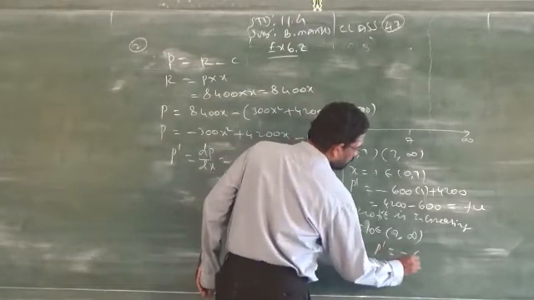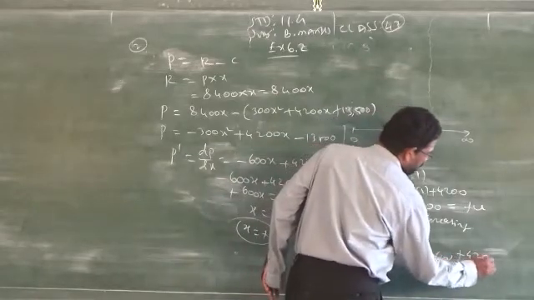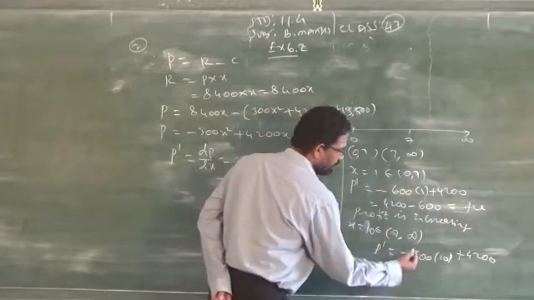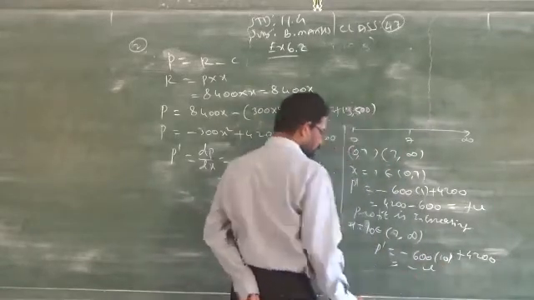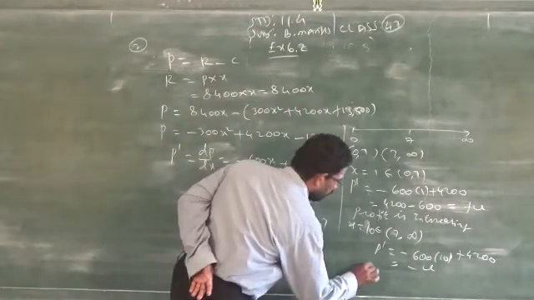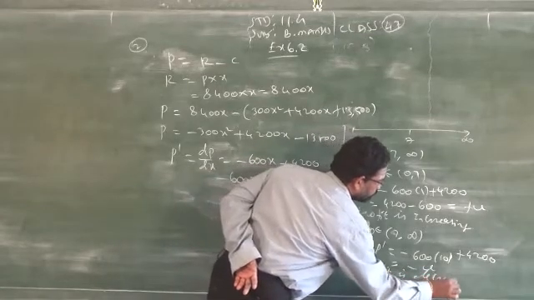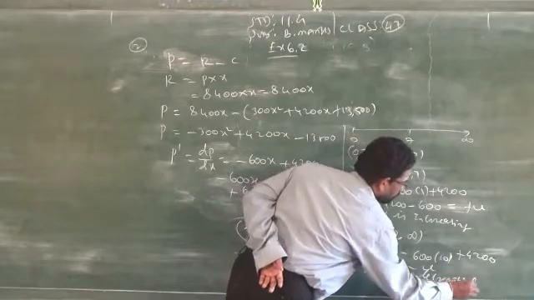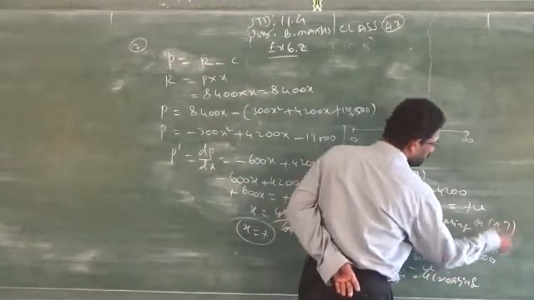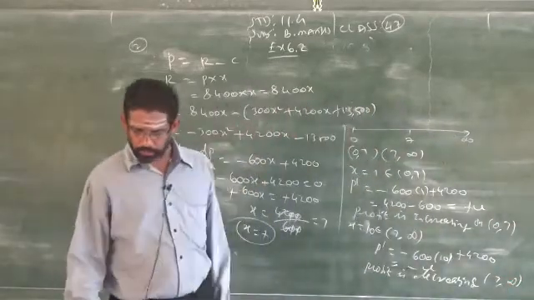P dash is equal to minus. So when you multiply, what will be the answer? Finally, you will get only a negative answer. If it is negative, what do you want to write? It is decreasing. Profit is decreasing on that interval, you have to write, 7 to infinity. That's all. This is the required answer.